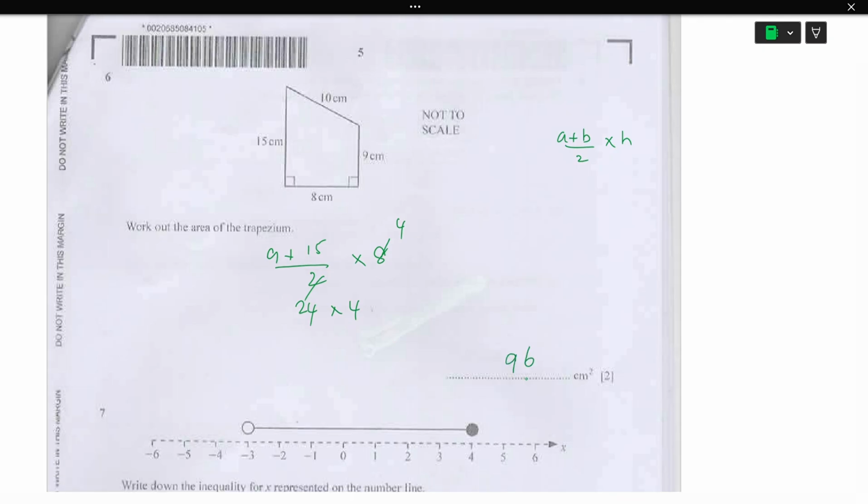The next question is a trapezium, so we need to find the area. The area formula: first we add the parallel sides, both sides added, make it half times the height. So the parallel sides here: 9 plus 15 over 2 times the height, which is 8. So 9 plus 15 is 24. So we can simplify this as 12 times 8, which is 96 centimeters squared.